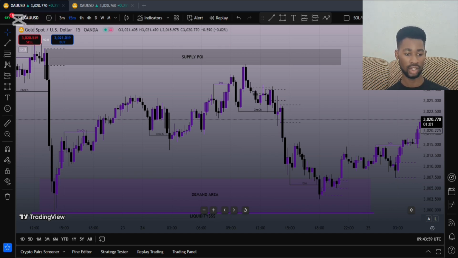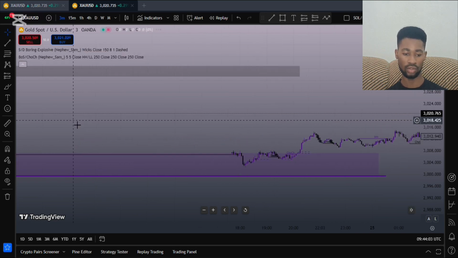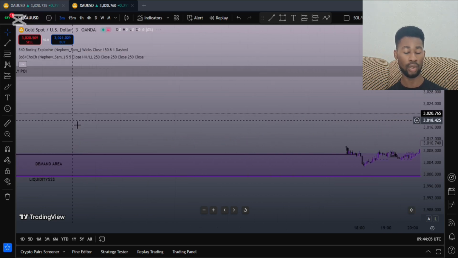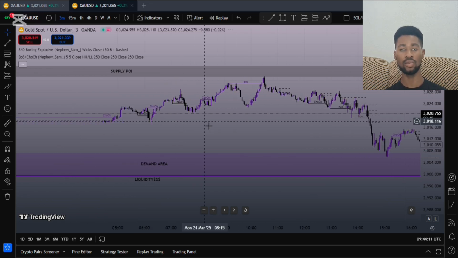So we have the change of character. Now we want to look for a change of character in our point of interest, since price has tapped our point of interest. Okay, so this is the 3 minutes time frame. So now you're going to be using the 15 minutes for your analysis and the 3 minutes for your entries.